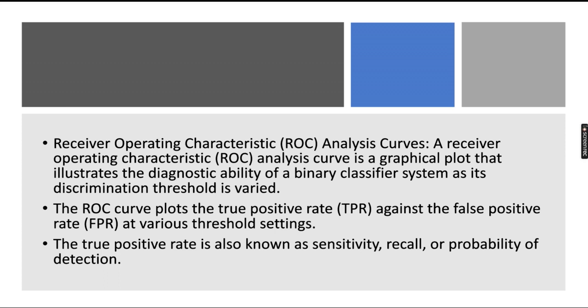Receiver operating characteristic analysis curve. A receiver operating characteristic analysis curve is a graphical plot that illustrates the diagnostic ability of a binary classifier system as its discrimination threshold is varied. The ROC curve plots the true positive rate, that is TPR, against the false positive rate at various threshold settings. The true positive rate is also known as the sensitivity, recall or probability of detection.